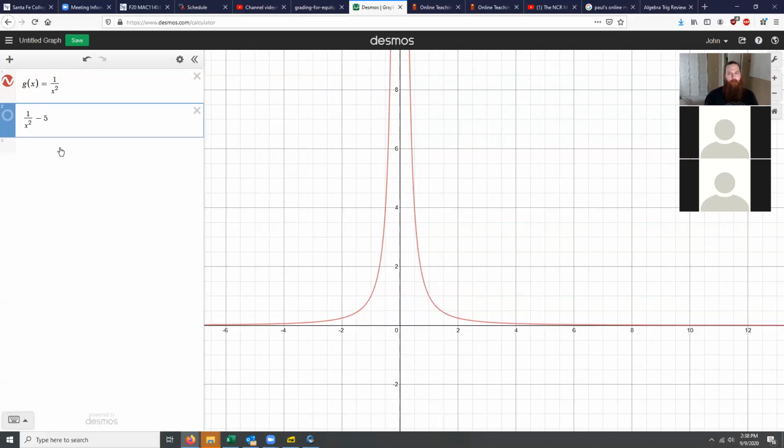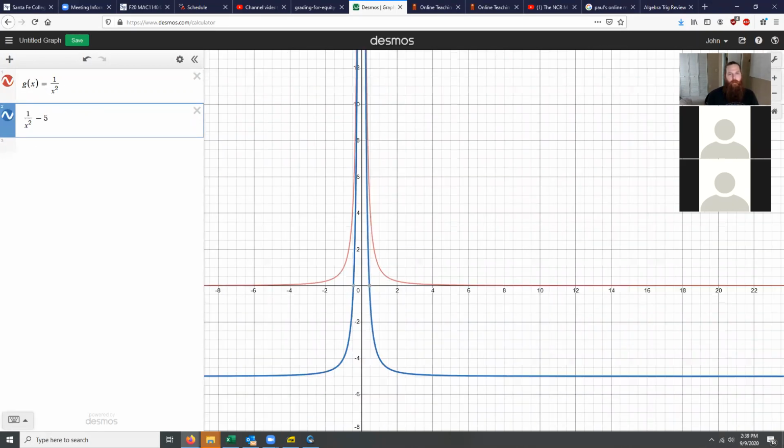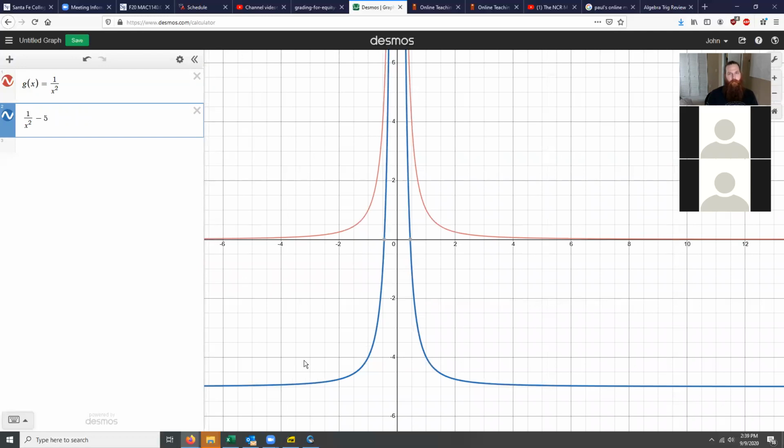What about now? Yeah, exactly. I'm subtracting 5 on the outside of the function. It's not 1 over (x minus 5) squared. It's 1 over x squared, minus 5. So this would be a shift down by 5 units, and there it is. Every point here gets moved down 5 units. Every point gets moved straight down by 5 units.